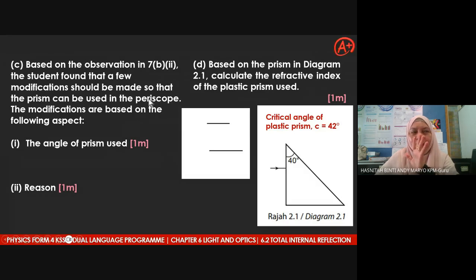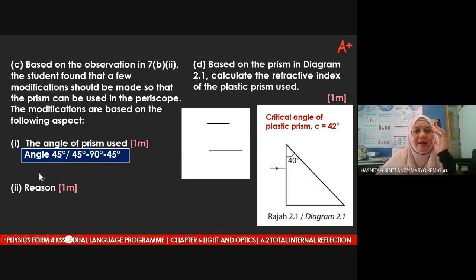So at 42 degrees, the prism used earlier cannot be used in a periscope because total internal reflection does not occur, only refraction. So these are the modifications that need to be done by the students. First, the angle of the prism used. So what kind of prism must we use here? We must use a right angle prism.